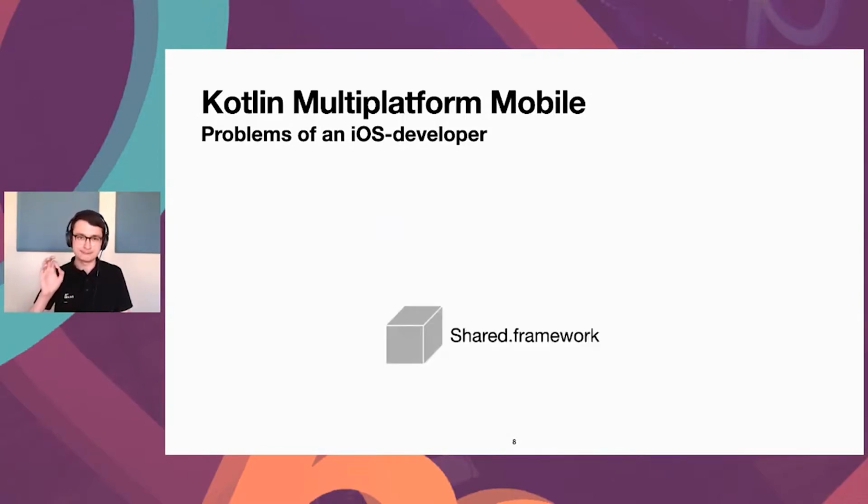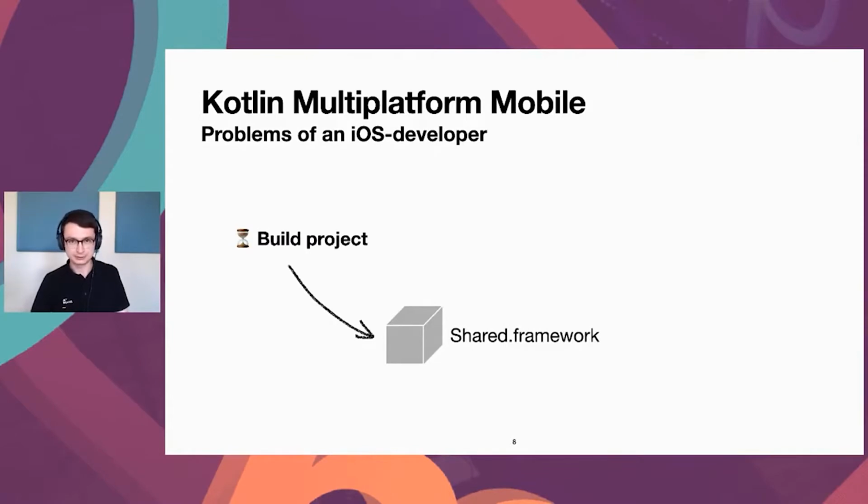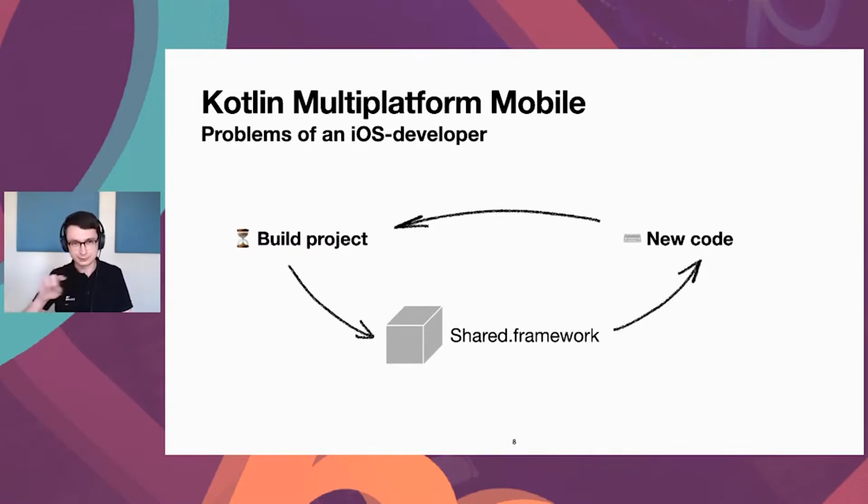Another problem is caused by the way the Kotlin framework is integrated into the iOS project. It's integrated as a binary framework. That means that to make this shared Kotlin logic available in the iOS project, you have to build this shared framework. You first have to have compilable Kotlin code and build it to create this framework. And whenever you make any changes in your Kotlin code, you have to rebuild your framework to make these changes available in Swift code.